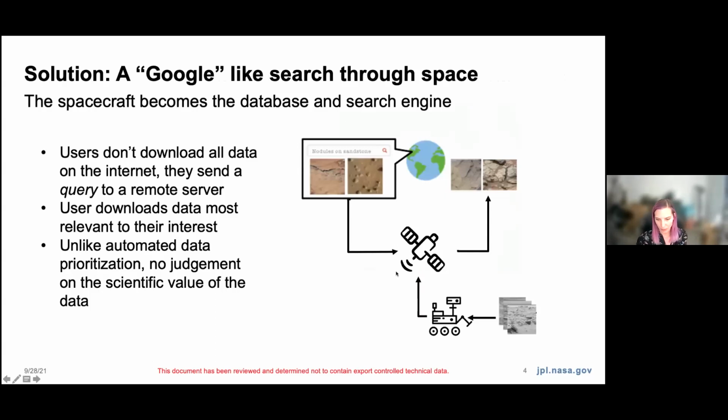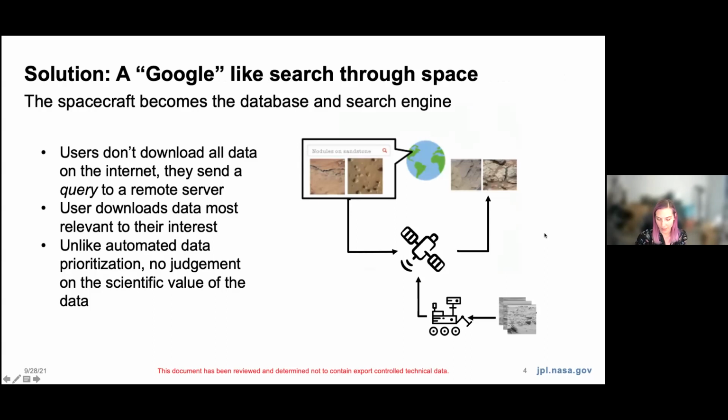But our team proposes a solution to the downlink limitation problem that is a total paradigm shift and is inspired by the search engines of the internet, such as Google. So with Google, users don't download the whole internet. We just retrieve the most important relevant data through queries.